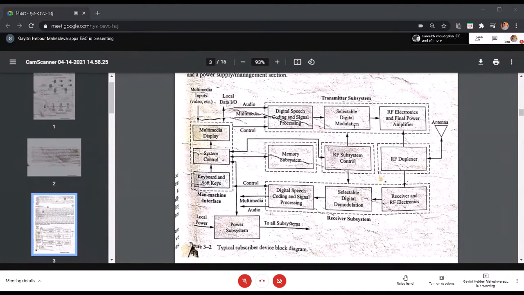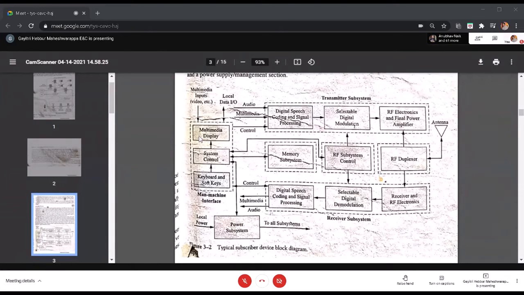So as I told you, you have multimedia inputs. So we have a display unit. So any mobile you have a display, right? You have a touch screen display, high resolution display, and also we have a system control. System control is through a processor, and also in earlier mobiles we had soft keys and keyboard, and now it is a touch screen. So those are soft keys which are inside the mobile. All these things we call the man-machine interface.